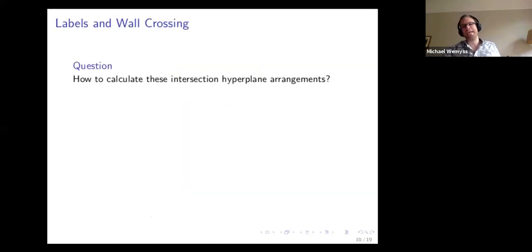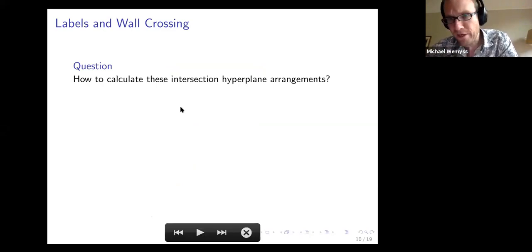And so I have one mildly technical slide which I'm going to skip over. There's two questions. One is, how do we calculate this, and what's the theory behind them? And the second question is, what sort of arrangements can arise?